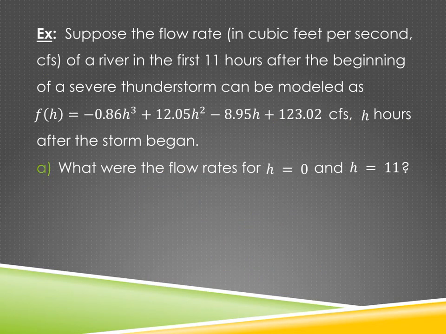All right, we're going to do one with some context now. This one says, suppose the flow rate in cubic feet per second, which is CFS, of a river in the first 11 hours after the beginning of a severe thunderstorm can be modeled by this equation. CFS, that's the cubic feet per second, H hours after the storm began. First question, part A, what were the flow rates for H equals 0 and H equals 11? What is this question asking me to do?